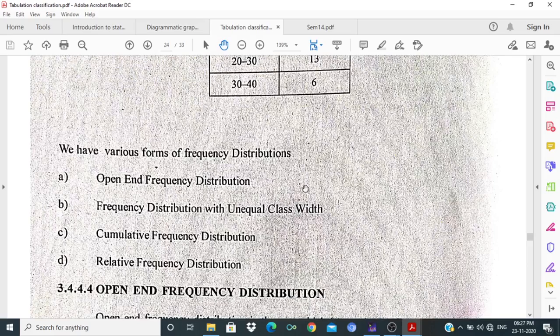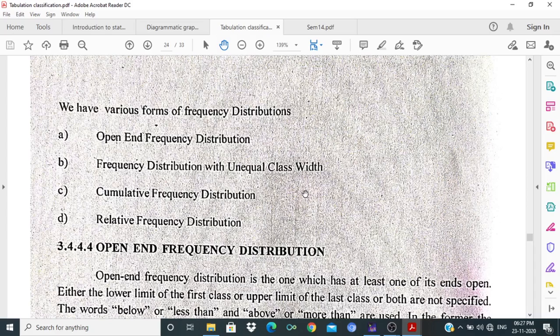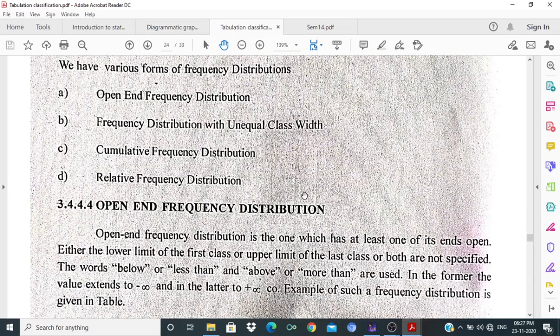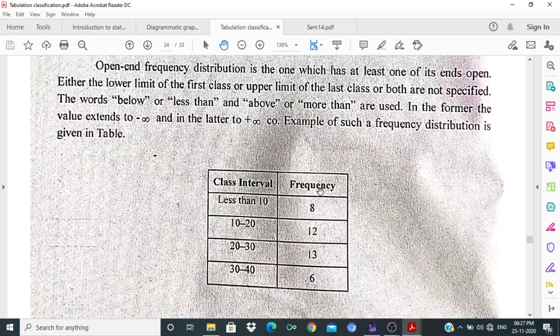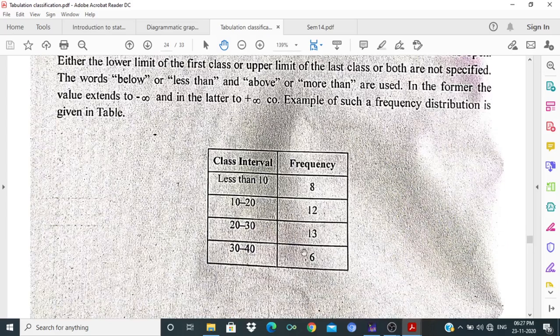Another types of frequency distributions are also there. Open-end frequency distributions, frequency distribution with unequal class intervals, cumulative frequency, relative frequency distributions. This is open-end classes. Here, for the first class, there is no lower boundary. This type of interval classes are called open-end classes. We cannot find the lower limit here.